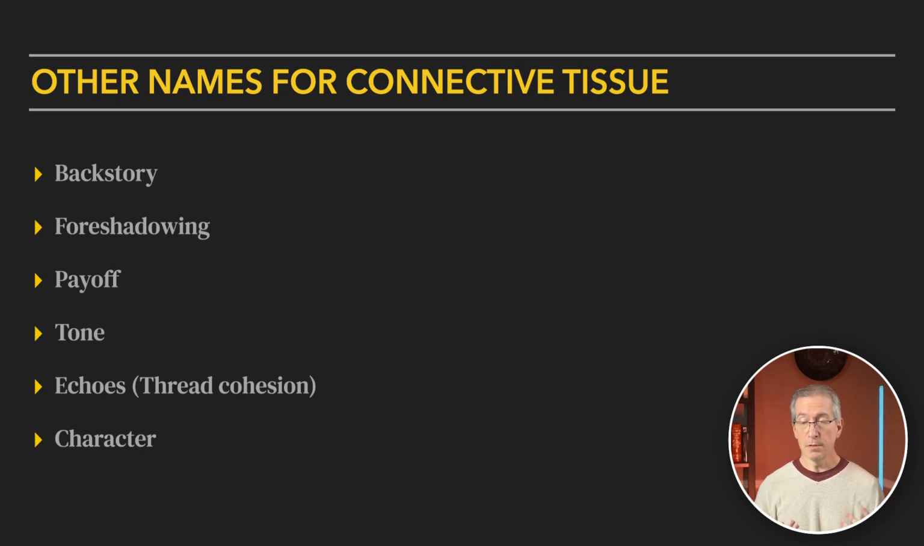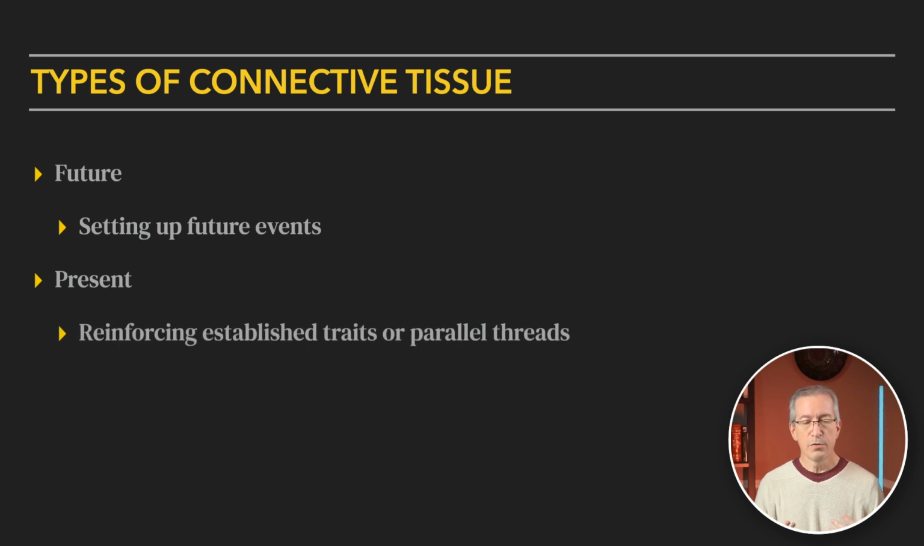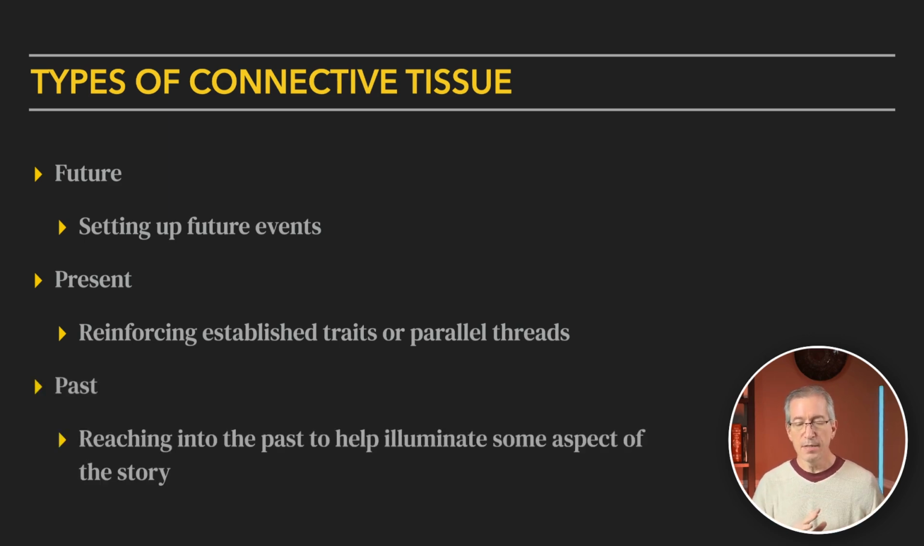Even deepening character. And so the types of connective tissue that we're going to talk about are future, in other words, setting up some future event in the here and now of the story, present connective tissue, reinforcing established traits or parallel threads, and then past, reaching into the past to help illuminate some aspect of the here and now.